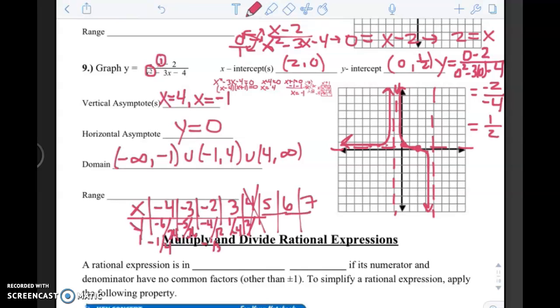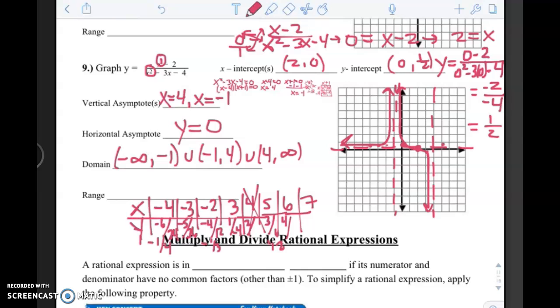So if I plug in 5, 5 minus 2 is 3. In the bottom, 25 minus 15 will be 10, minus 4 is 6, so 3/6 or 1/2. Plug in 6, I get 4 in the top. 36 minus 18, 18 minus 4, 14, so 2/7. So I'm just going to get closer and closer, so I'm going to guess this piece is here.